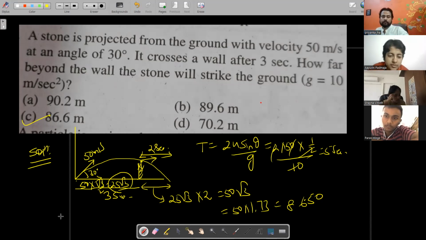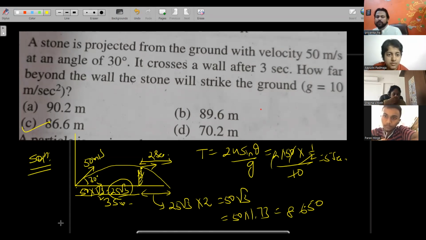Sir, can we find it using range? Yeah, you can find the range, and you can find the distance between the point of projection and the wall, right? And you can subtract that from the range. You can do that, no problem. Why did you multiply it by time? Distance is what? Speed into time. And we have the horizontal component, which is always constant in projectile motion. That's why. Okay. Got it.